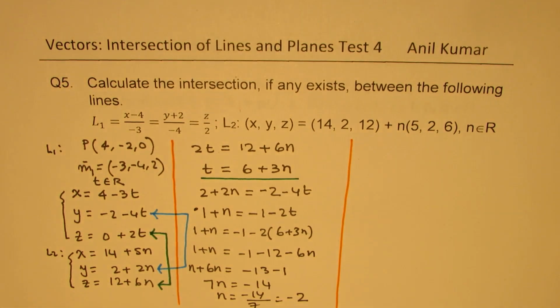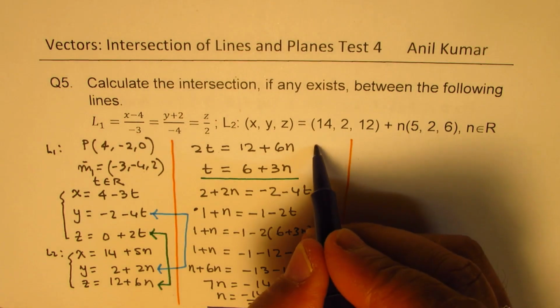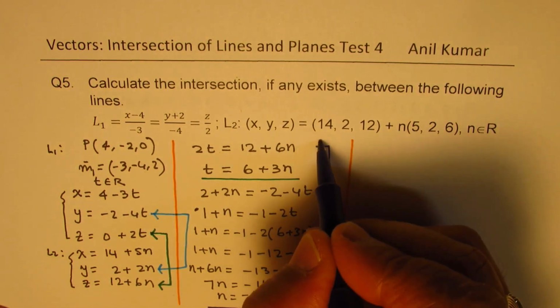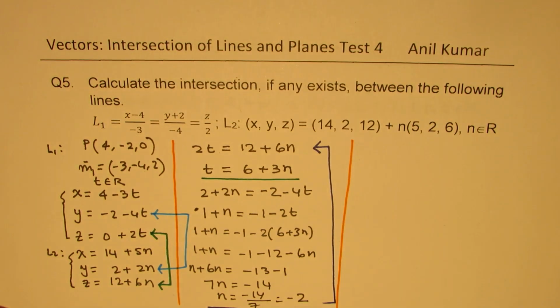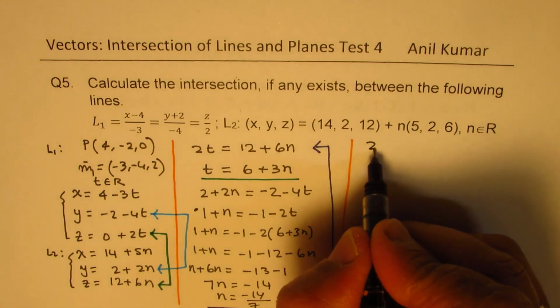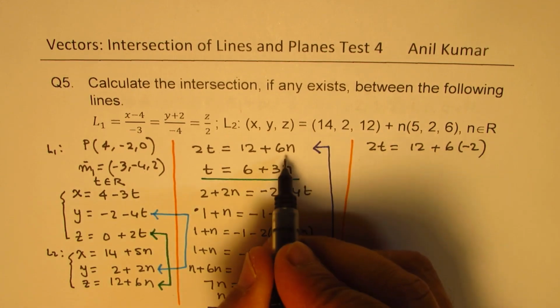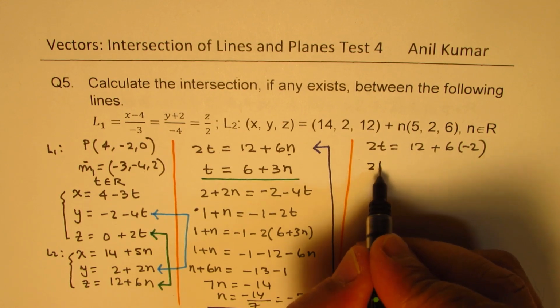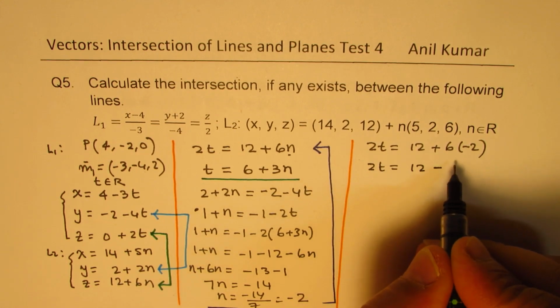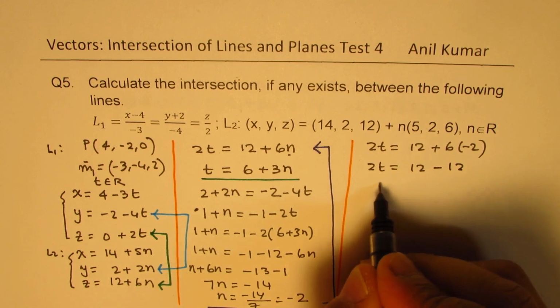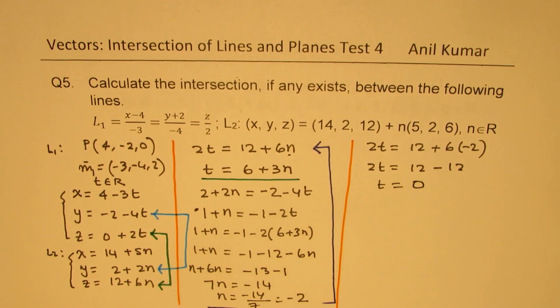So once we get the value of n as minus 2, we can substitute it back into our first equation and find t also, right? So we'll substitute that in this equation. We get 2t equals 12 plus 6 times minus 2, which is the value of n, right? So 2t equals 12 minus 12, so that gives t equal to 0. So we get the value of t as 0.